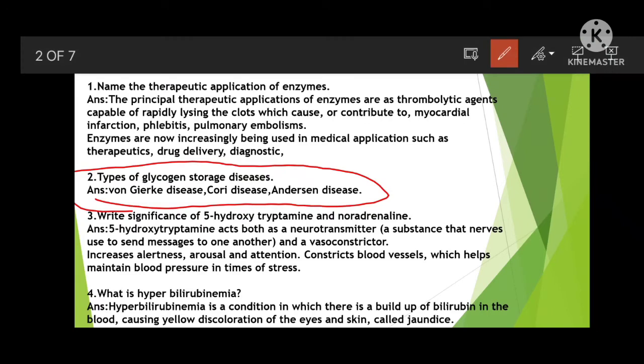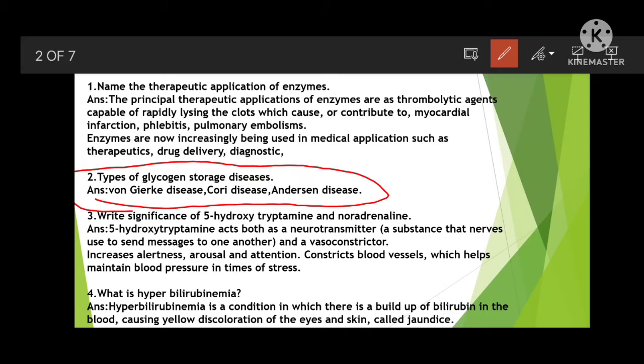Next, write the significance of 5-hydroxytryptamine and noradrenaline. See, 5-hydroxytryptamine acts both as a neurotransmitter and a vasoconstrictor. Neurotransmitter means it transfers the messages from one neuron to another, and vasoconstrictor is it will constrict the vessels. If it constricts the vessels, automatically your blood pressure increases. So it is very important to increase the BP.